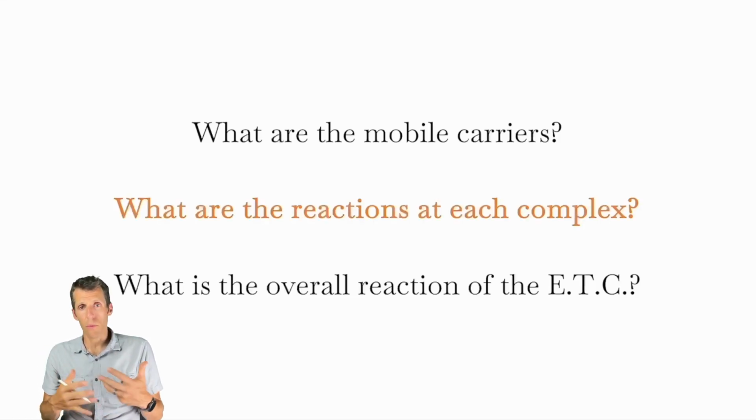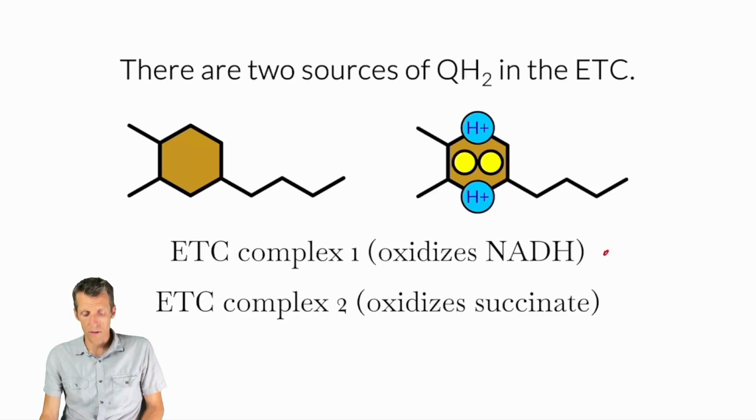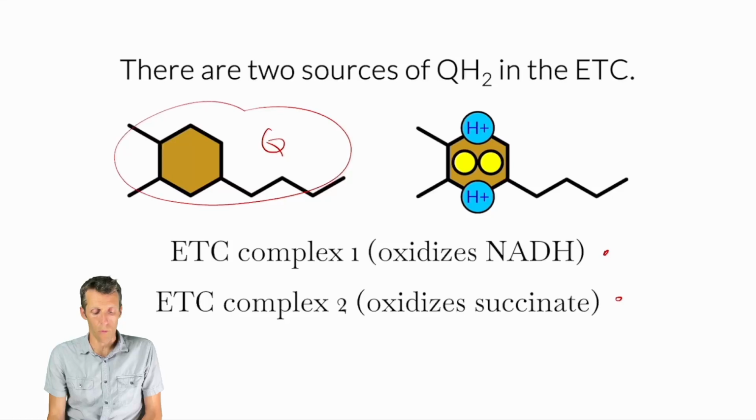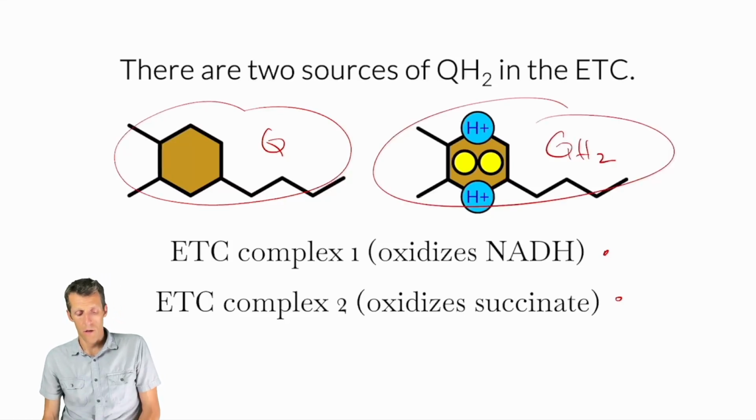Next, we're going to ask, what are the reactions that occur at each of the complexes in the electron transport chain? And the first thing we want to think about is QH2. I said that was our second mobile electron carrier. There are actually 2 sources of QH2 in the electron transport chain, 2 independent sources. So what we're going to do is look at source 1 and then source 2. And what we're going to be asking is, how do you go from this, the Q form, to this, the QH2 form?